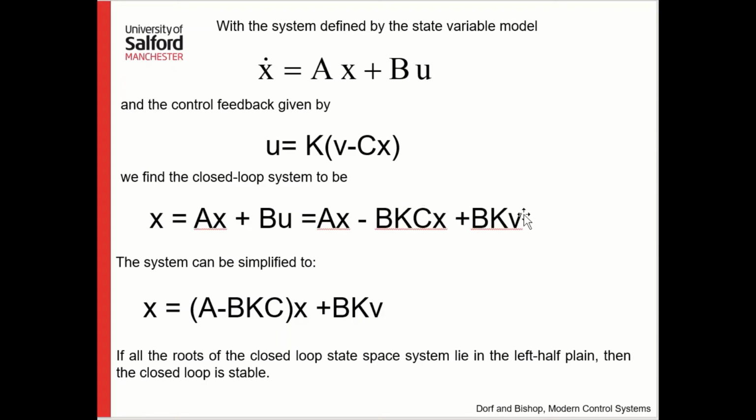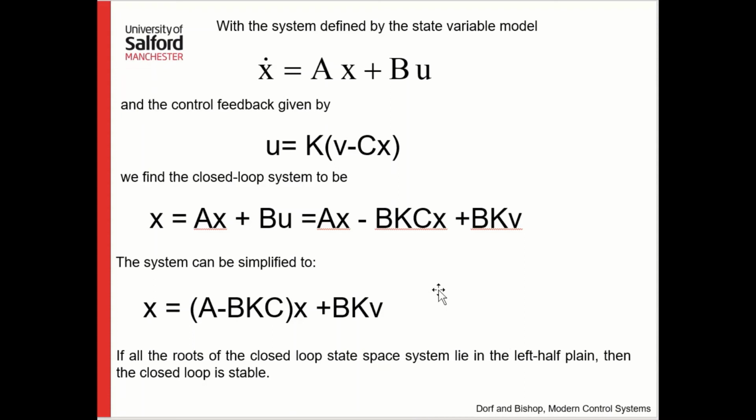Minus BKCx. So we get now x dot is Ax, that's the Ax, minus BKCx, that's minus B times K times Cx, plus the B times the K times the V. So this now is our closed loop state space equation, and we can take x now as a common factor. So we get x dot, there should be x dot here, I can't get my computer to do dots here, but it's x dot is (A minus BKC)x plus BKV. So this now is the closed loop state space equation.